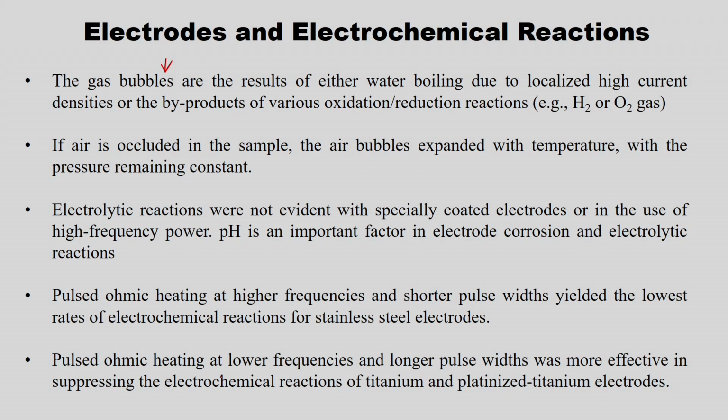So, if there is bubbling, there may be a reduction in the electrical conductivity, right. So, these gas bubbles, where are they coming from? They are the result of either water boiling due to localized high current densities, or the byproducts of various oxidation and reduction reactions, for example H2 or O2 gas. Due to this there may be bubble formation, or naturally water boiling also creates bubble formation. Whichever way, it is undesired in ohmic heating.